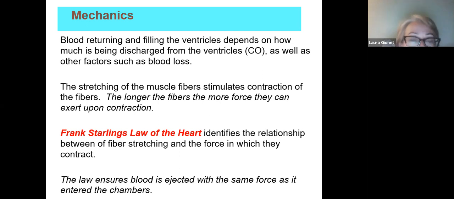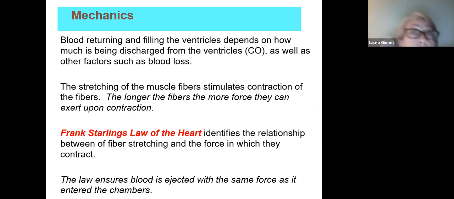So this law ensures that blood is ejected with the same force as it enters the chambers. If it cannot do that, then you start to enter congestive heart failure, or heart failure. That's the inability to move in a forward direction the quantity of blood that's currently returning to the heart. When it contracts, it doesn't contract that forcefully. The amount of blood being ejected starts to diminish, and the residual end diastolic volume starts to get more and more.